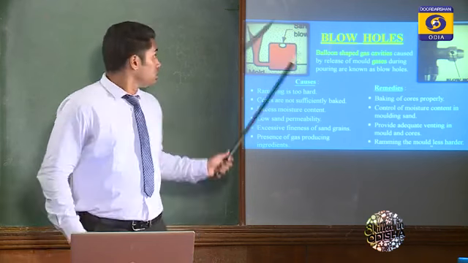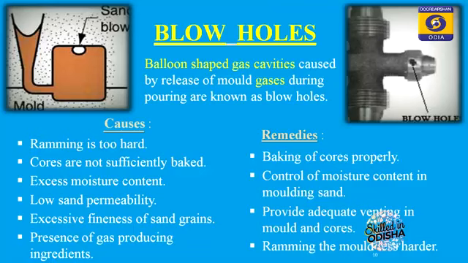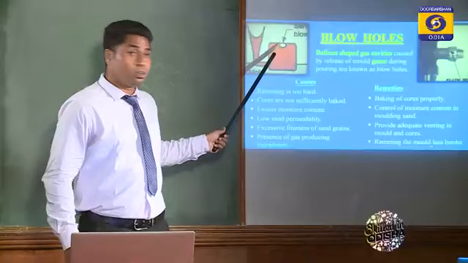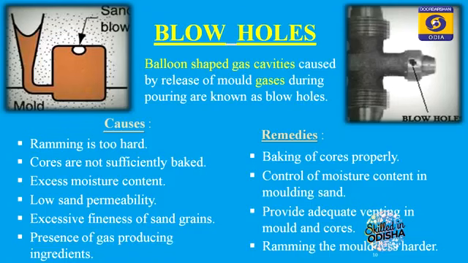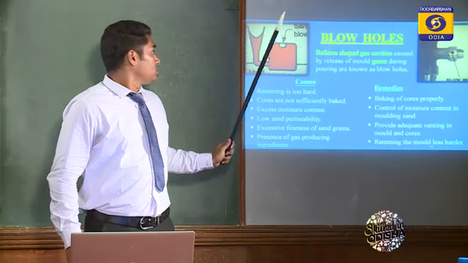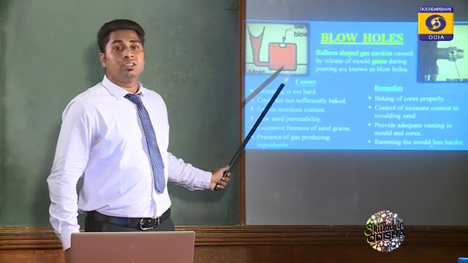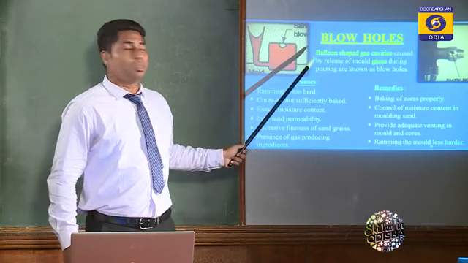See this figure, this white circular part is a blowhole. See that figure, the spherical circular part is a blowhole, which is formed due to the release of mold gases and whose shape is like a balloon. So what are the reasons for blowholes?